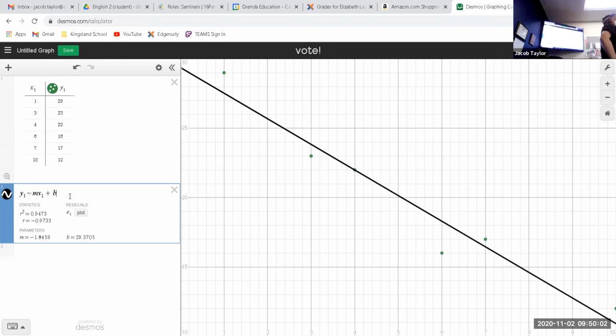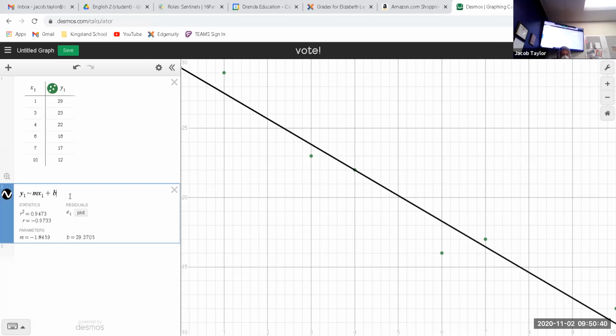Let me come take a look. Shift and this button. There you go. And then it should be mx plus b, but our table had x1, not x, so do mx1 plus b. What we're telling Desmos to do is take that table we just made in x1, y1 and find a best fit line, which is what it's trying to do.